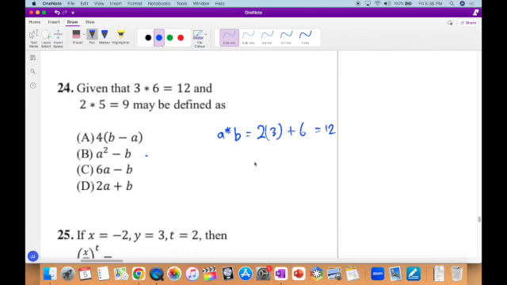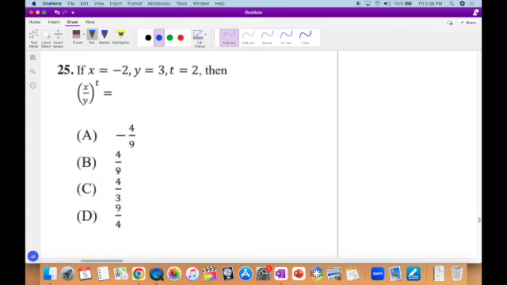And then for the second one, I have 2A plus B. 2 2s are 4 and 5 is 9. So the answer is D. We should have tried D first.